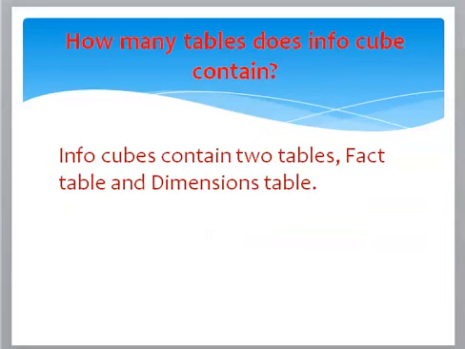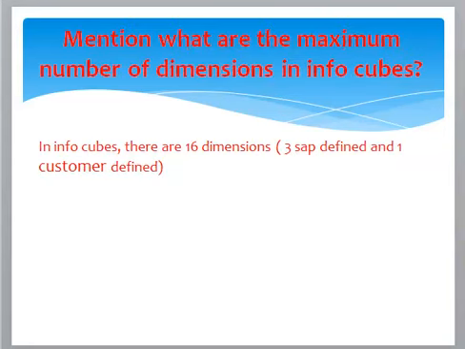How many tables does an InfoCube contain? Answer: An InfoCube contains 2 tables: the fact table and the dimension table. Mention the maximum number of dimensions in an InfoCube. In an InfoCube there are 16 dimensions, 3 SAP defined and 13 customer defined.